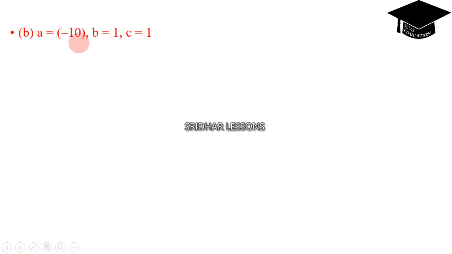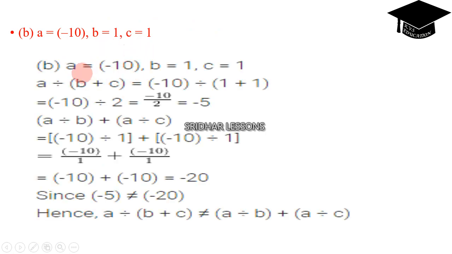Next one: a is equal to minus 10, b is equal to 1, c is equal to 1. A divided by b plus c is equal to minus 10 divided by 1 plus 1, that is minus 10 by 2, which is equal to minus 5. And a divided by b plus a divided by c, that is minus 10 divided by 1 plus minus 10 divided by 1, that is minus 10 plus minus 10, which is equal to minus 20. Since minus 5 is not equal to minus 20, a divided by b plus c is not equal to a divided by b plus a divided by c.